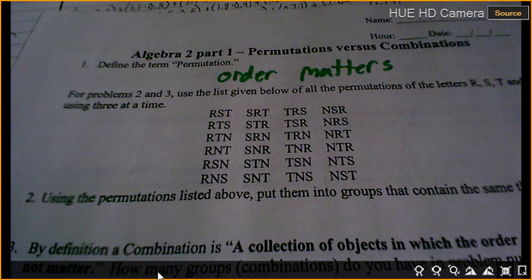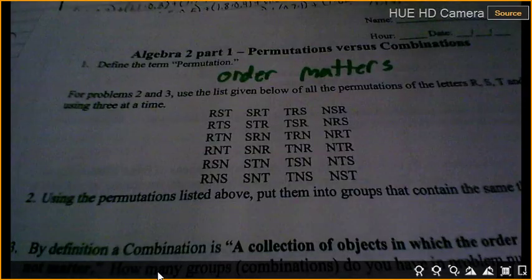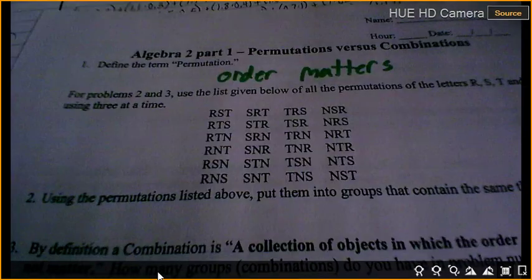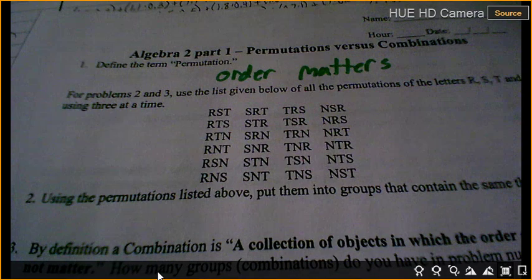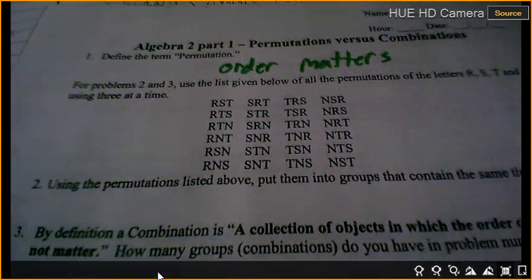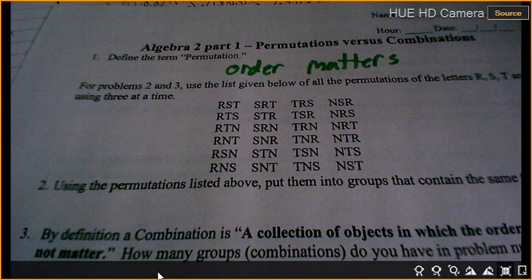Okay. Number 2, using the permutation listed above, put them in groups that contain the same 3 letters. I recommend doing this with a highlighter or some way to circle it in different colors. I'm going to use different colored pencils so you guys can see. Okay? So we are circling the ones, and I want you guys to actually be doing this with me. Do not have your head down. Do not be on your phone. Okay. So we are looking right here.